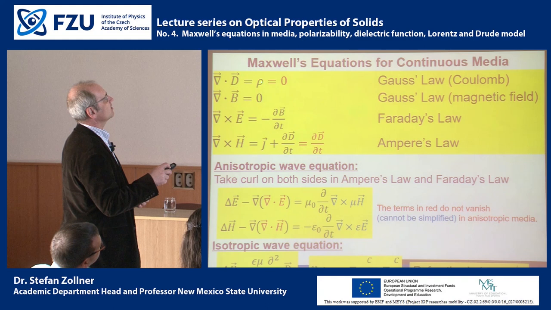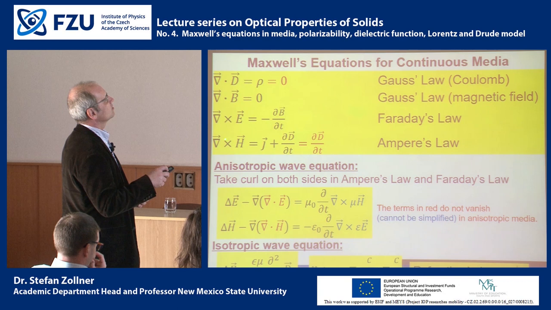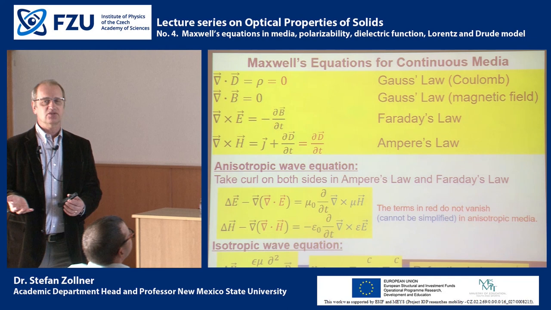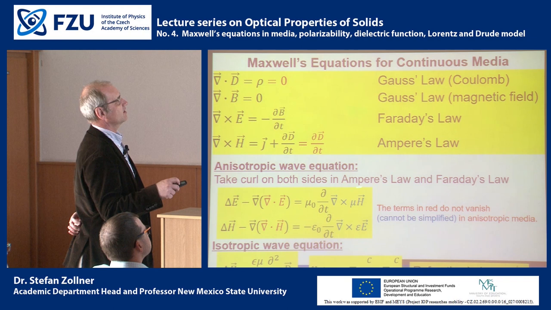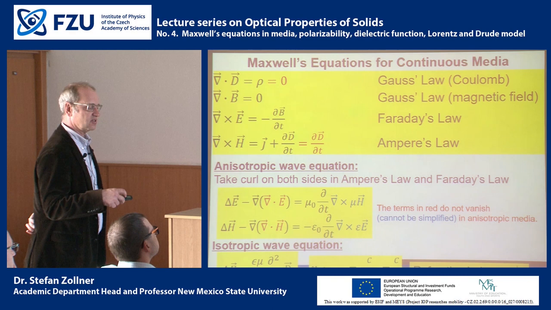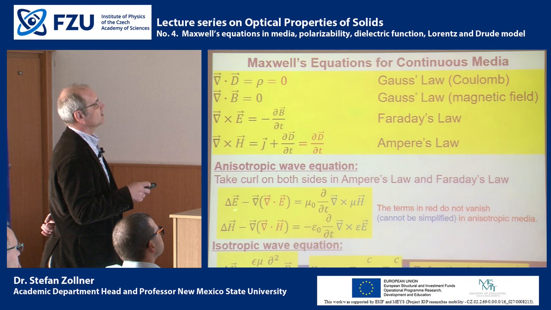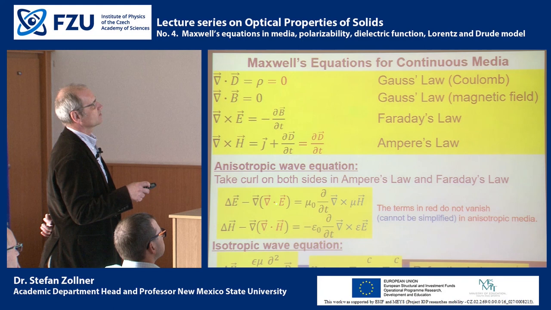take Gauss's law, we take Ampere's law, or we take Faraday's law, and then we take the curl on both sides, and we try to get a wave equation that we derive from Maxwell's equations. So we take the curl on both sides, and then there is a vector analysis expression to help us simplify the curl of a curl, and that gives us this Laplace symbol and this gradient of a divergence. If the material is isotropic, then the terms that I have here in red, those terms are zero.